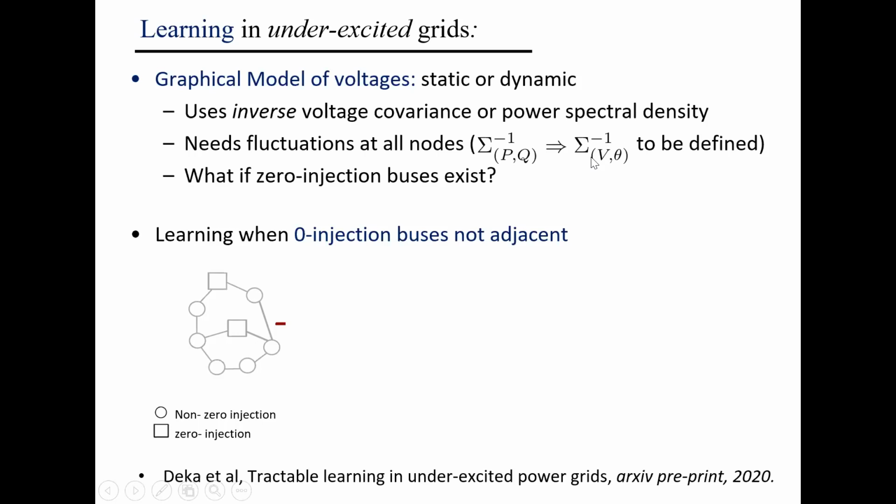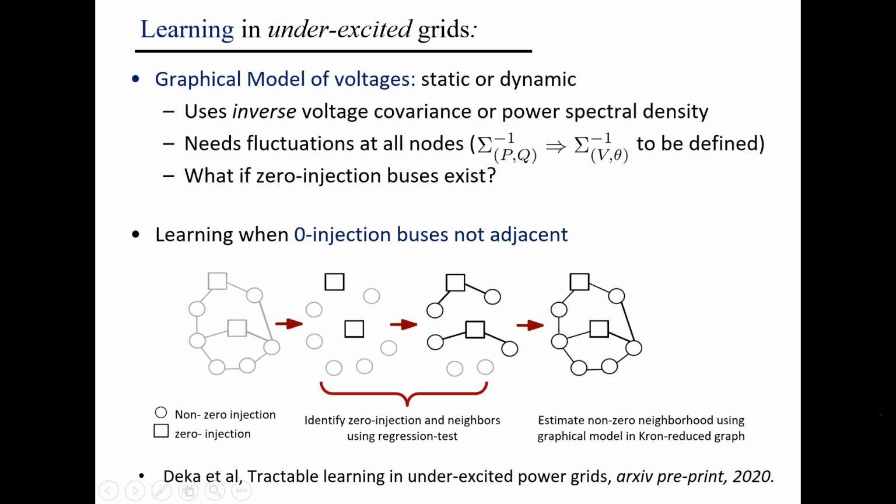So what we actually showed in some recent work is that if such zero injection buses are not adjacent, so for example here, the squares are the zero injection buses, you can have a three-step learning algorithm to do topology recovery despite the presence of zero injection buses. In the first step, we use some local regression-based test, again based on power flow equations, to identify the zero injection buses, and after identifying, you can actually estimate what the true neighbors are. And then in the next step, what you do is you remove these nodes. You remove the zero injection buses.